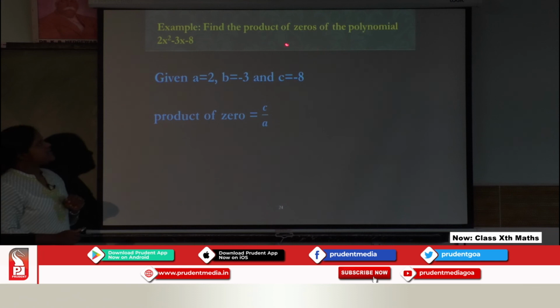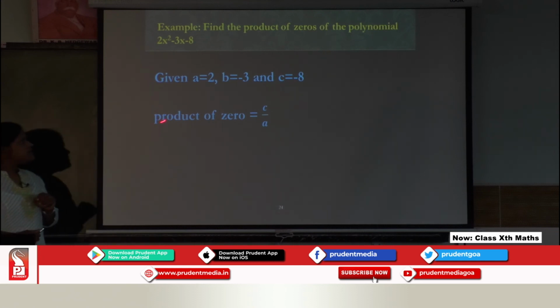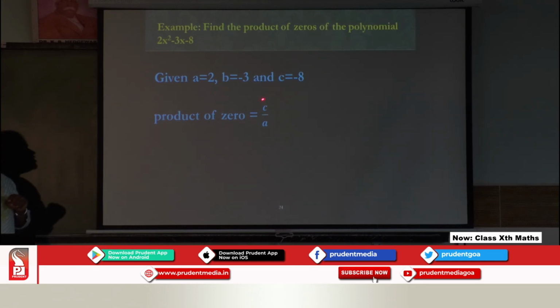Since product of zeros is asked, let us write the formula. Product of zeros is equal to c upon a. Now substitute. c is negative 8, a is 2. So substitute, that is negative 8 upon 2. The final answer will be negative 4. It is negative 4 because one term is negative. 2 multiplied by 1 is 2. 2 multiplied by 4 is 8. So the final answer is negative 4.